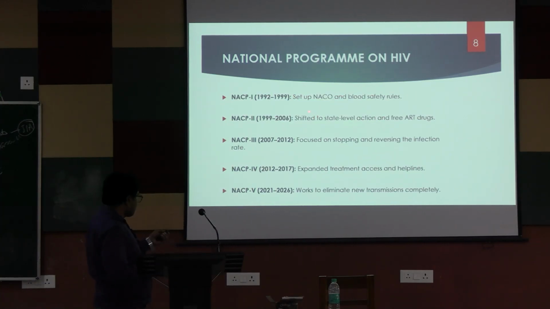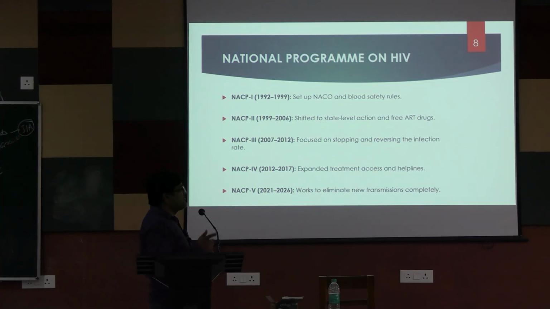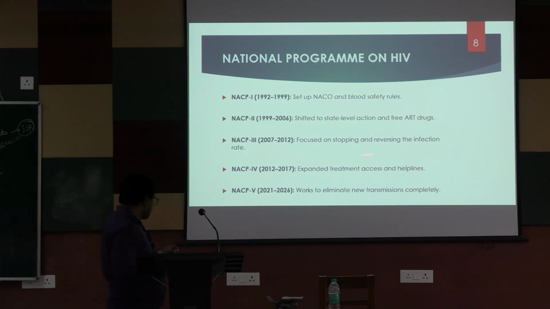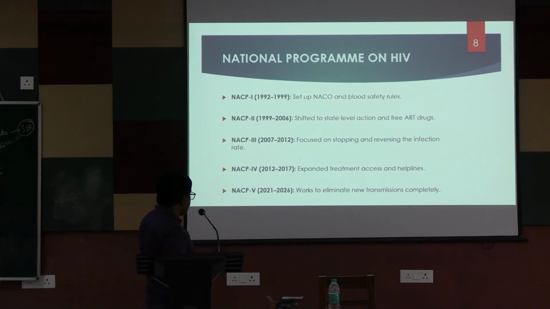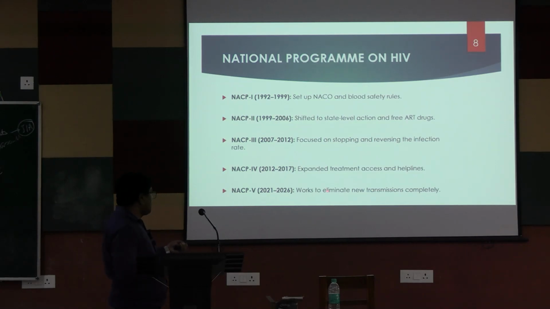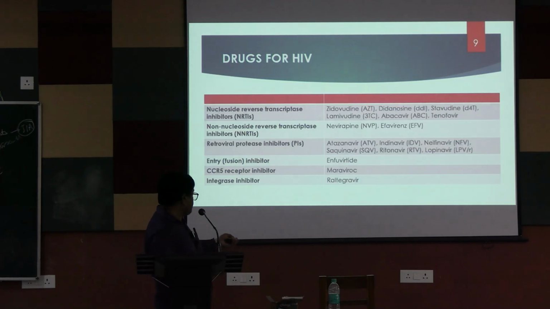NACP 1, setup of NACO and blood safety rules. NACP 2, shifted to state level action and distribution of the free antiretroviral drugs. NACP 3, focused on stopping and reversing of the infection rate. NACP 4, expanded treatment access and helplines. And NACP 5, basically works to eliminate the new transmission completely.